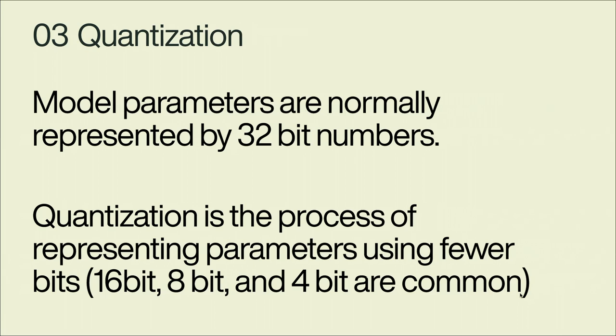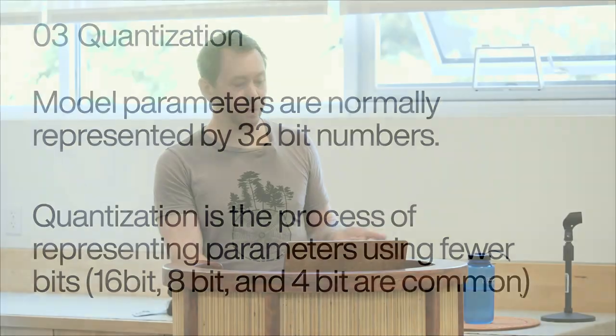There's this thing called quantization, which I briefly touched on earlier. We found out that 32-bit numbers are kind of overkill for training. It turns out that you can go even lower resolution if you're just doing inference as well. So quantization is the process of representing the parameters using fewer bits. Some common representations are 16-bit, which is what a lot of people are using for training. But then there's also 8-bit and 4-bit. I've seen people even try 3-bit and 2-bit, which is kind of crazy.